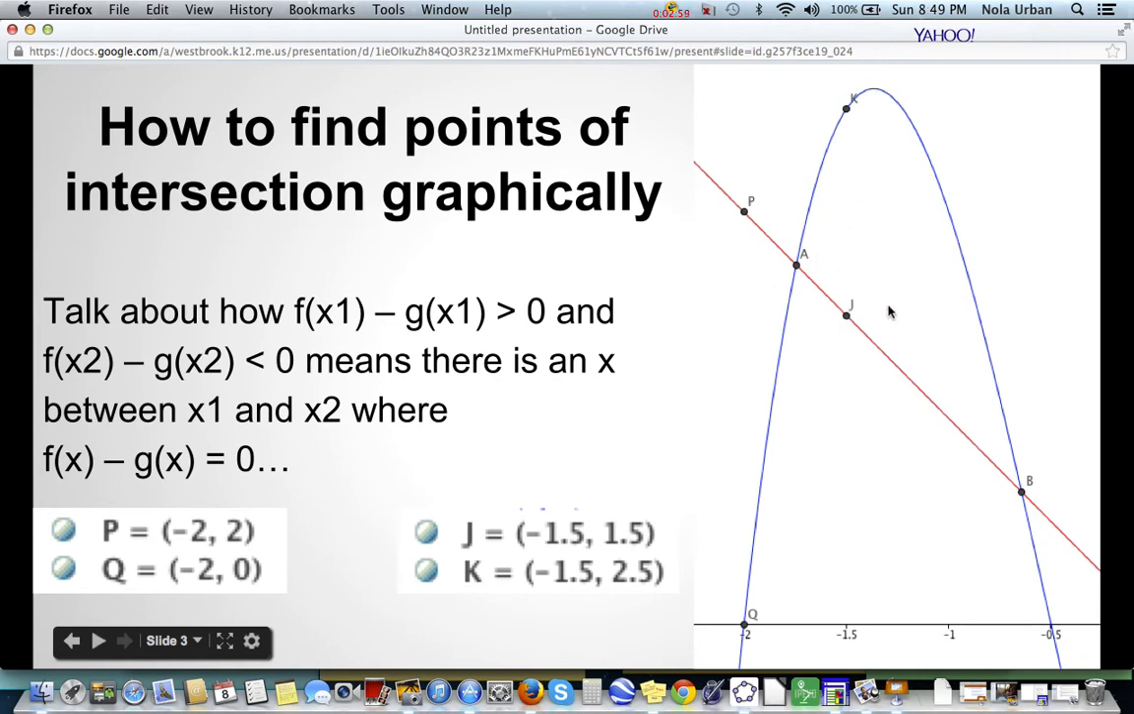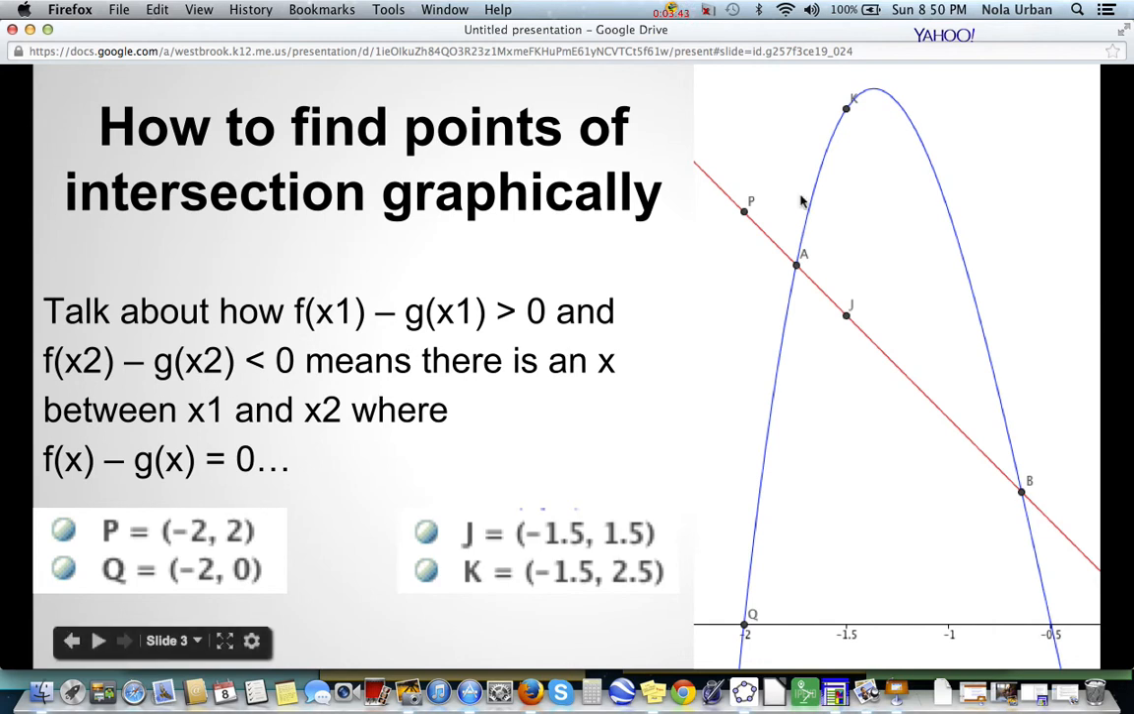Now I'm going to look at the right side of my point of intersection. When I look over here, I look at my value of J, which is on my red function, my f function. When I plugged negative 1.5 into my f function, I got positive 1.5 to come out of my f function and my red function. And when I plugged the same x-coordinate, negative 1.5, into the blue function, I got a value of 2.5 to come out of the blue function, which is my g. When I do my f of negative 1.5, I get 1.5. When I do my g of negative 1.5, I get positive 2.5. When I subtract 1.5 minus 2.5, I get a negative 1, which is less than 0.